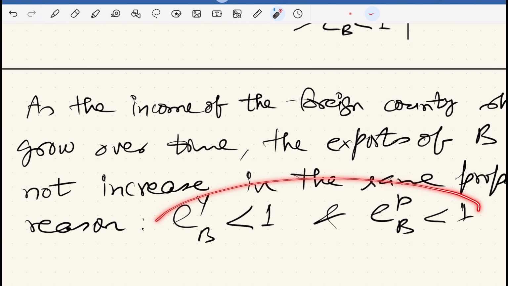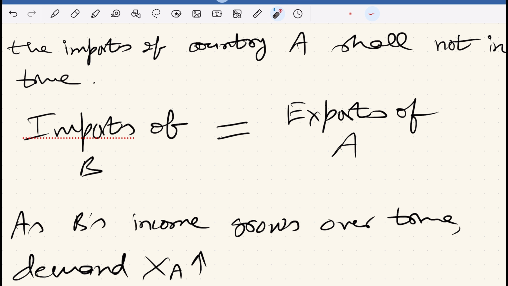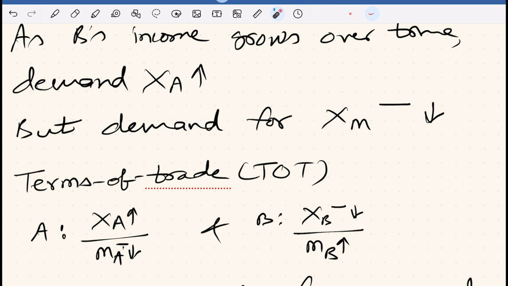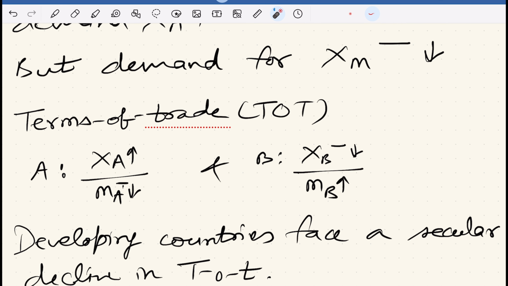Through Engel's law, you will realize that the imports of the developing country will increase faster than the imports of the developed country, while the exports of the developed country, which are also imports of the developing country, will increase very fast compared to the exports of the developing country, that is also the imports of the developed country. This will lead to the terms of trade turning against the developing country. So this was all about the Singer-Prebisch thesis.